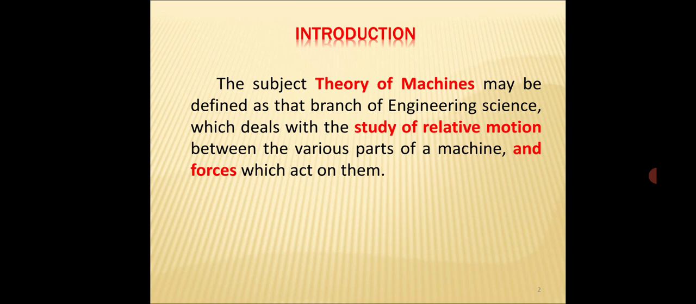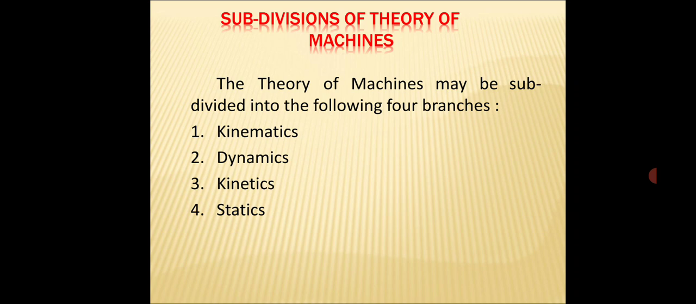So, what do relative motions mean? The motion of an object or observer with respect to another object, and the force acting on them. So this is the theory of machines. What are the branches or categories of theory of machines? Kinematics, dynamics, kinetics, and statics.